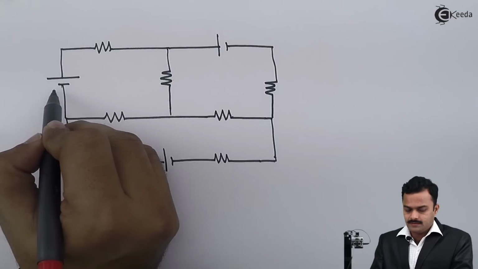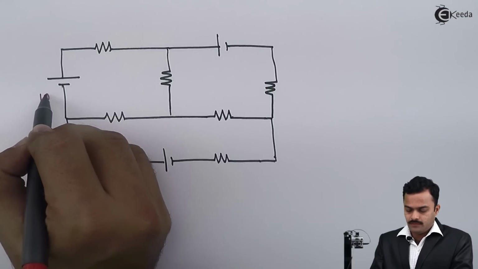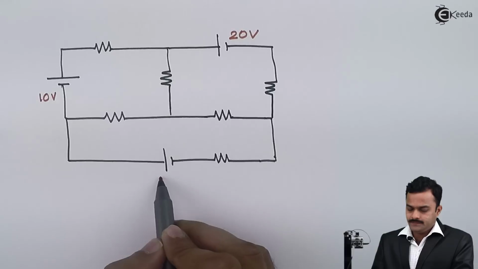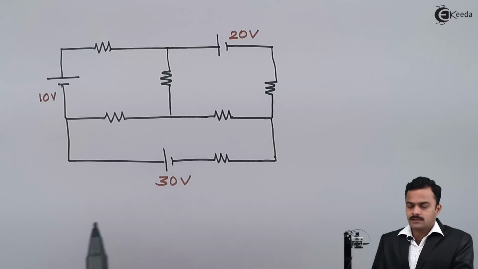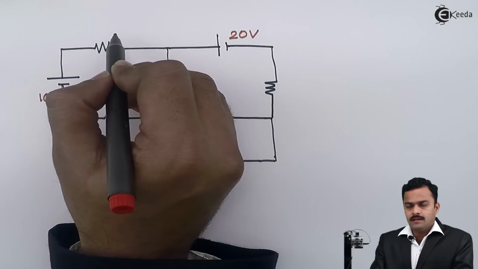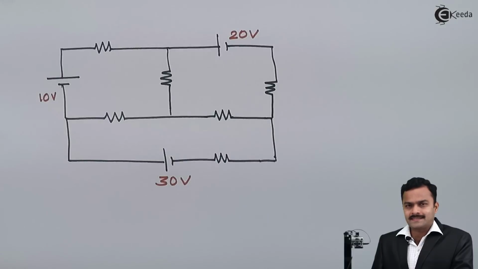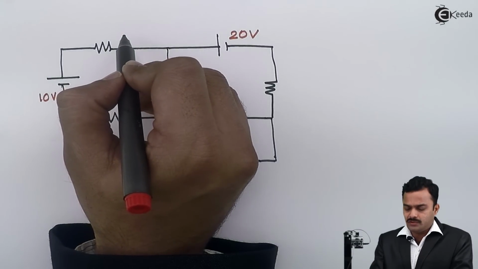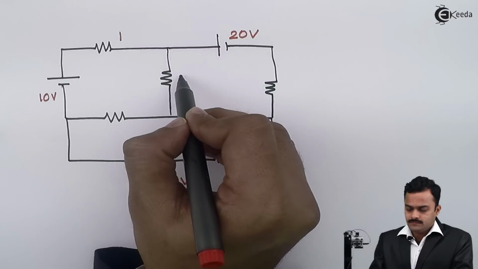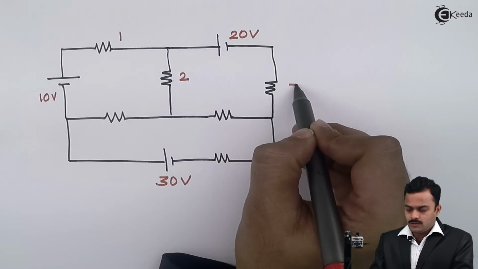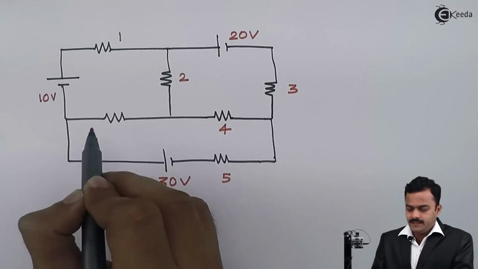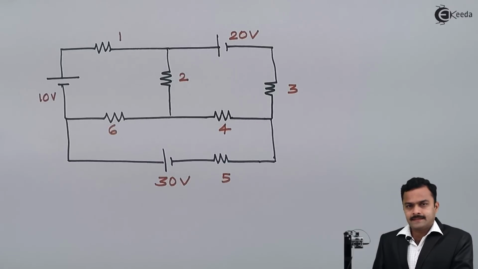So I'll consider this as a battery of 10 volt, 20 and 30 volt. Let's give values to the resistance in an increasing order starting from 1. So I could have any random value. So let's start 1, 2, 3, 4, 5 and 6.